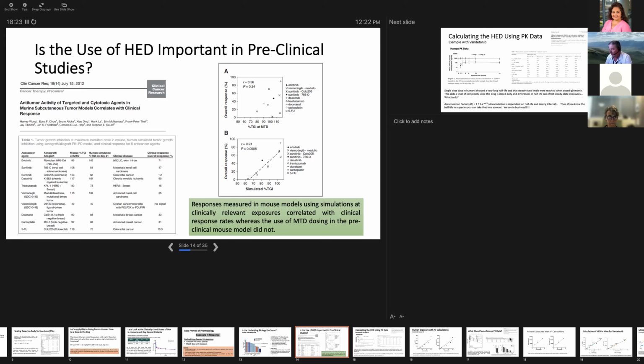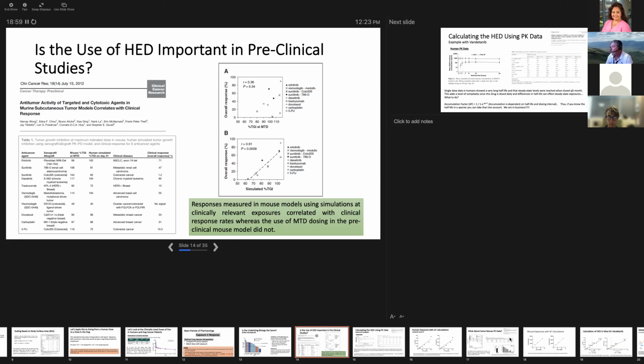I put the paper up there if you want to go back and look at it. But the responses measured in mouse models using simulations, and in this case they did kind of simulations because they had curves, but they had the data at clinically relevant exposures correlated with clinical response rates. And that's shown in B, where you get a very nice significant correlation across a series of drugs, including targeted and cytotoxic agents, that when you use levels you can get in people, you could actually predict the overall response rate that you're going to see once you get to a population. So proper use of mice is required for you to get good data out of them going forward.